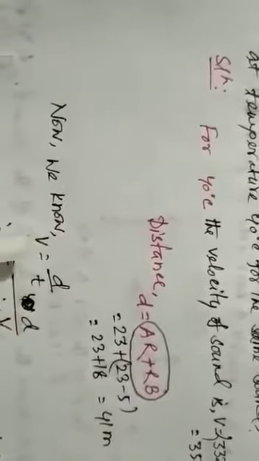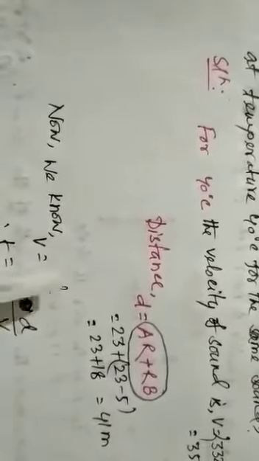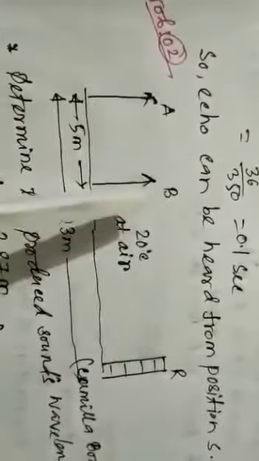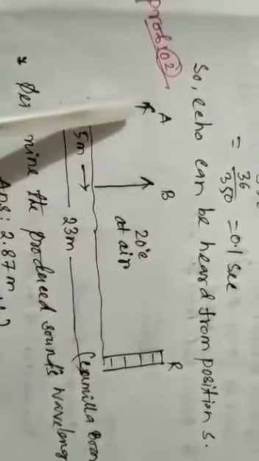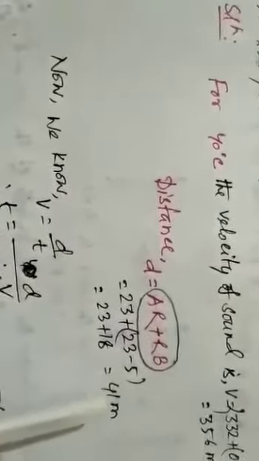We have to use this equation, V = D/T, not 2D/T, because the sound doesn't cover AR and RA, it covers AR and RB. So you can't use 2D, you have to use D. The total value of D is 41 meter. After putting the value 41 and the velocity, we have got 0.115 second. This is the required time or needed time for the sound. T = 0.115 second.